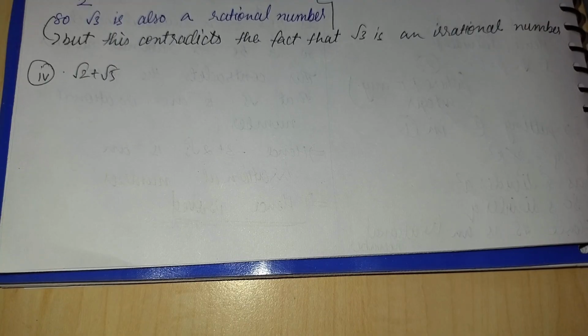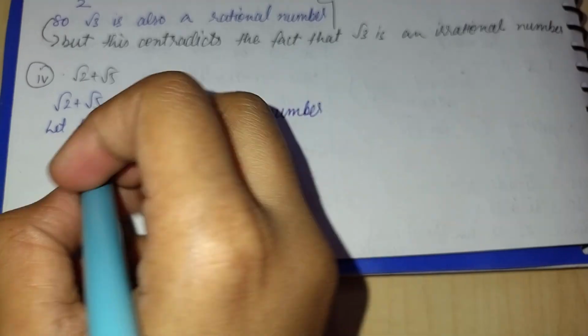Question number 8, last part is the fourth: under root 2 plus under root 5. This is the last question of this exercise 1.2. So let us solve this question.